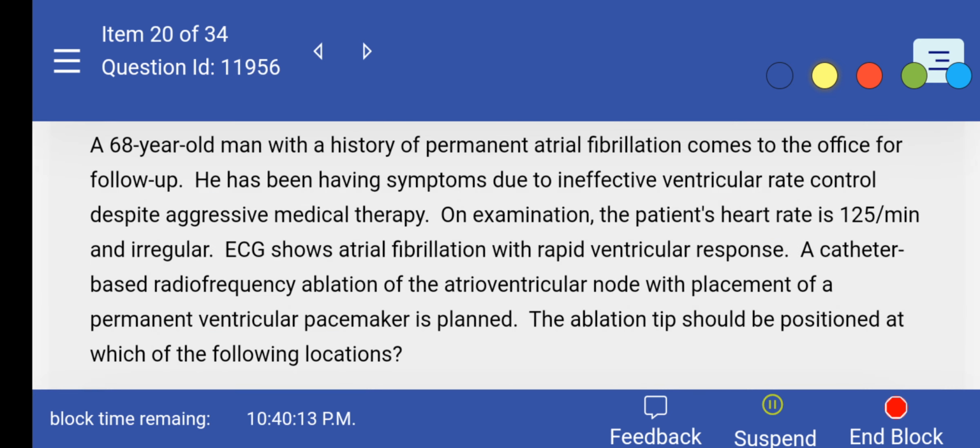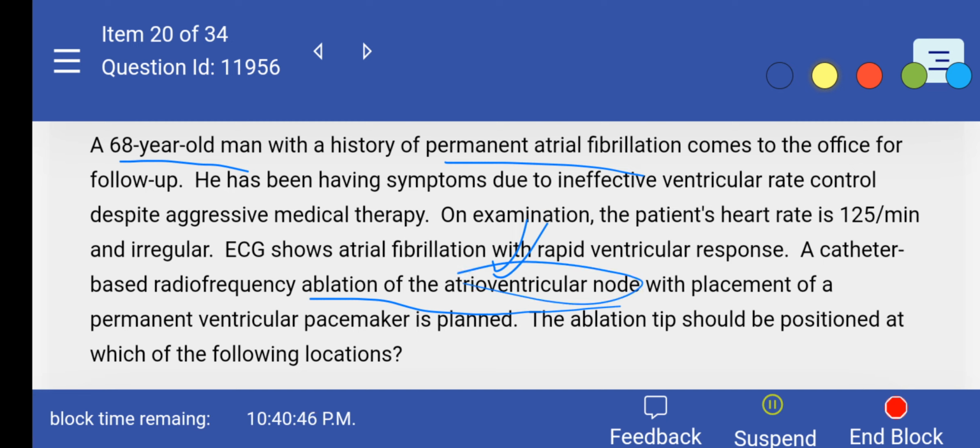The last question for today's session. We have a 68-year-old man with a history of permanent AFib who comes to the office for follow-up. He has been having symptoms due to ineffective ventricular rate control despite aggressive medical therapy. On examination, the patient's heart rate is 105 per minute and irregular. ECG shows AFib, that is atrial fibrillation, with rapid ventricular response. A catheter-based radiofrequency ablation of the AV node, atrioventricular node, with placement of a permanent ventricular pacemaker is planned.